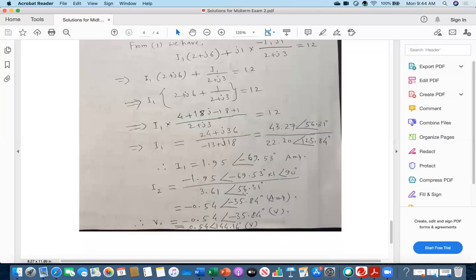If you see this one, this angle is going in the numerator, so that is becoming minus. So ultimately here it is minus 35, and then the value is minus. So accordingly, first I'm writing V0 is minus, but then if I rotate 180 degree, this minus will be plus, and here you have to add plus 180 degree. So that will be your answer.